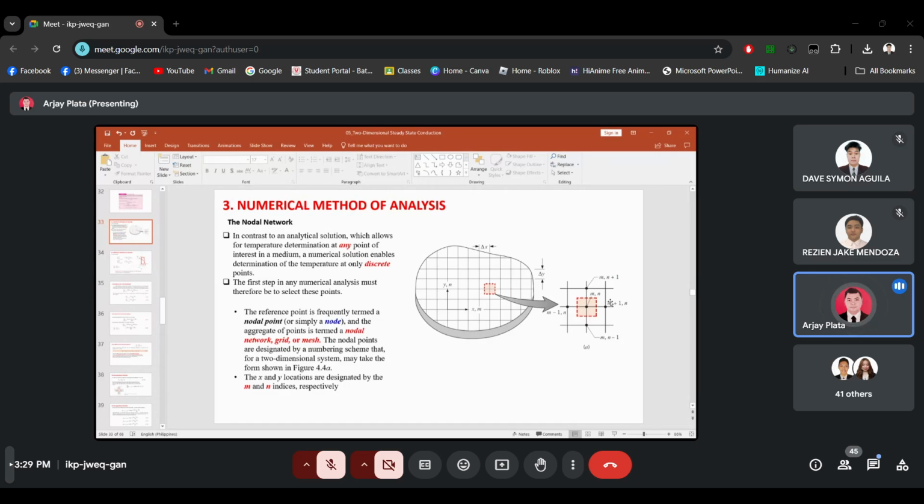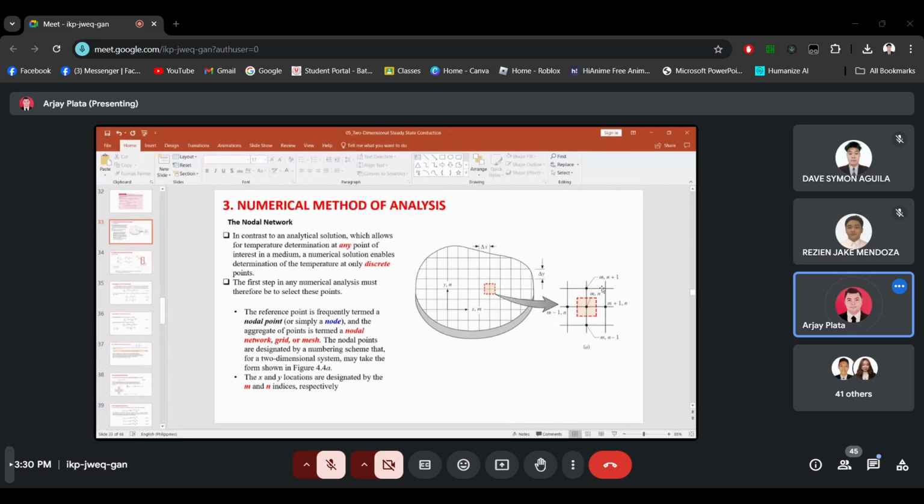So the first step in any numerical analysis must therefore be to select these points. The reference point is frequently termed as the nodal point or simply a node. What we call this Tmn is a node. While the group of nodes, this is what we call the mesh, network, or grid. The nodal points are designated by a numbering scheme. For a two-dimensional system, it may take the form as in this figure.